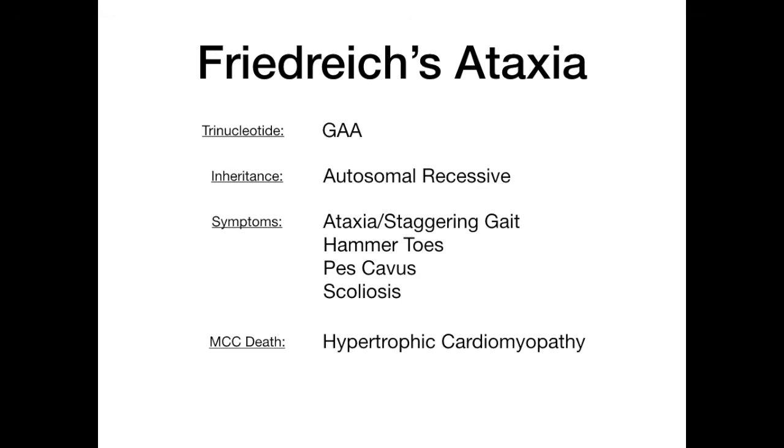The symptoms include ataxia and what is sometimes referred to as a staggering gait, hammer toes, pes cavus, which is an increased arch in the foot, and scoliosis. It's also really important and high yield to understand that the most common cause of death in patients with Friedreich's ataxia is hypertrophic cardiomyopathy. So HCM, or hypertrophic cardiomyopathy, is heavily associated with Friedreich's ataxia.